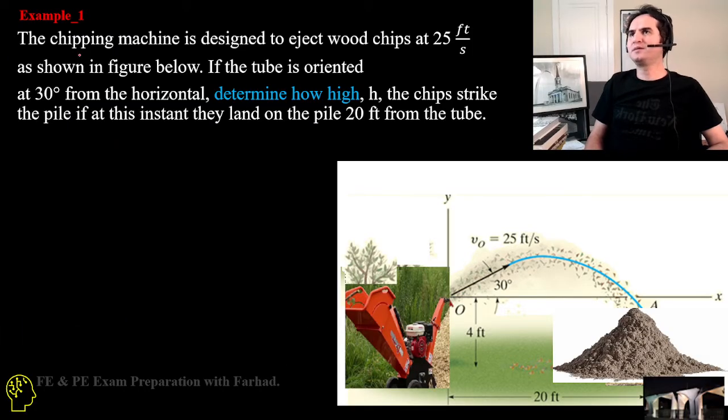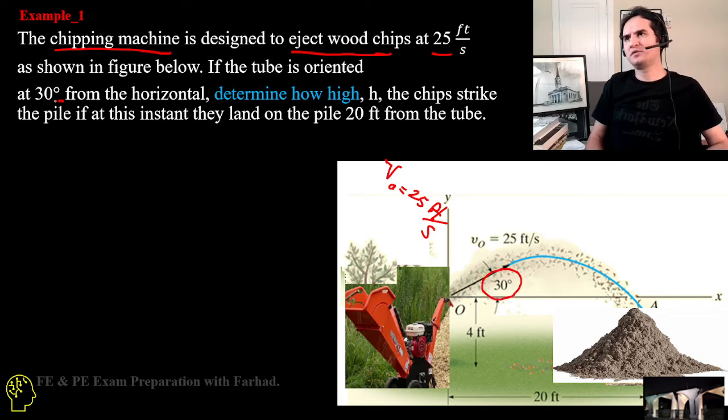In this example, we have a chipping machine, which is designed to eject wood chips at 25 feet per second. So V naught is 25 feet per second. As shown in the figure below, the tube is oriented at 30 degrees, so we have the angle of our projectile, 30 degrees from the horizontal. We want to know the height when the chips strike the pile.